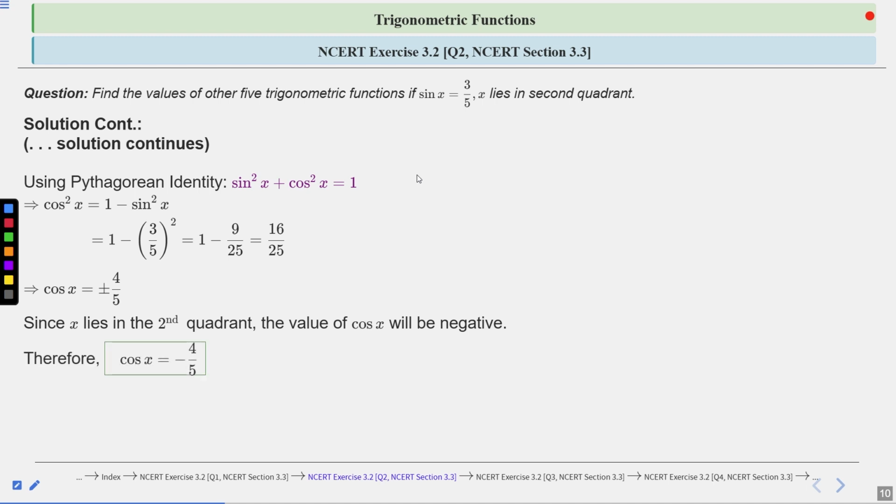Therefore cos x is equal to minus 4 upon 5, clear? Hence we can say that cos x is equal to minus 4 upon 5, right? So cos x will be equal to minus 4 upon 5. Hope you all have understood this.